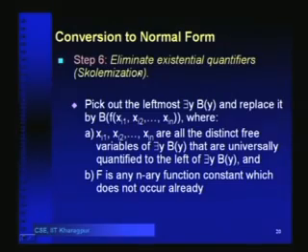So, what we have here is we eliminate the existential quantifiers. Slides please. We have these existential quantifiers. Formally we write it down like this: pick out the leftmost there exists y by, and replace it by b of f of x1 through xn, where these xi1 through xin are the free variables of by that are universally quantified to the left of there exists y by, right.